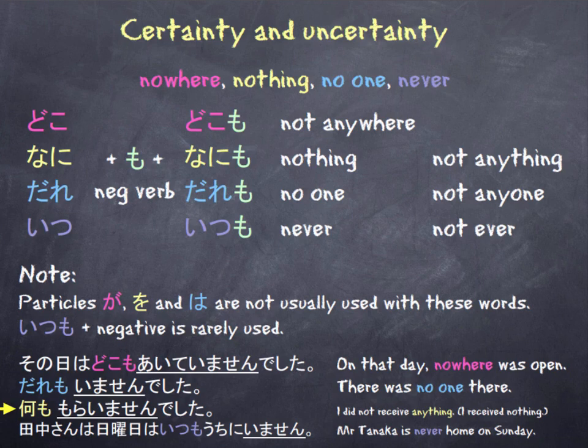And in our third example, I did not receive anything, or I received nothing. Nani mo moraimasen deshita. So in these first three examples, we can see that we have our question word followed directly by our verb without any particles in between.